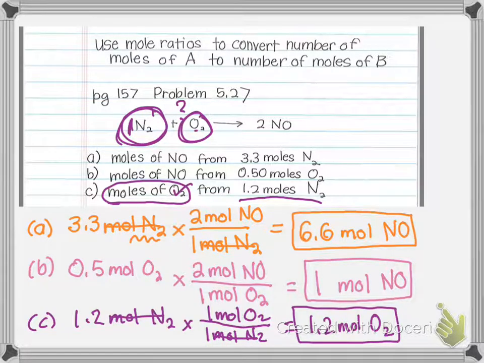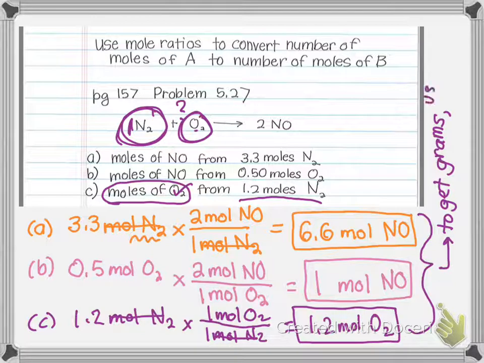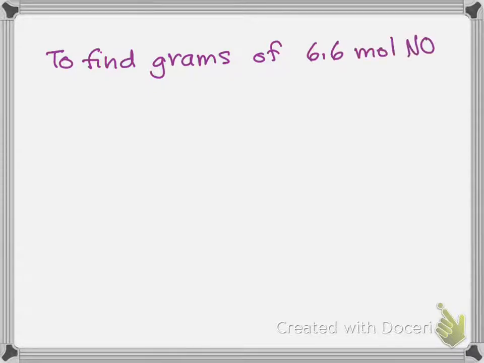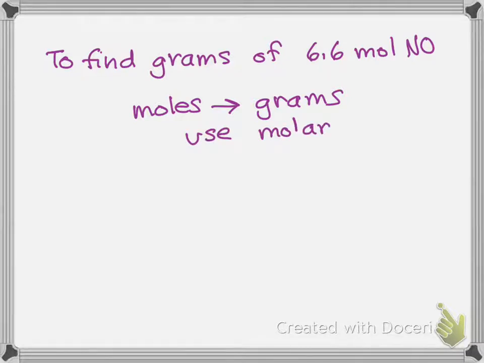Now again, remember, just to incorporate what we were doing in the last video, if you have moles and you want to go to grams, you want to use the molar mass. Why don't we try one of these just so you can see? So let's do this one, the 6.6 moles of NO. To find the grams of 6.6 moles of NO, remember moles to grams, you're going to use molar mass.